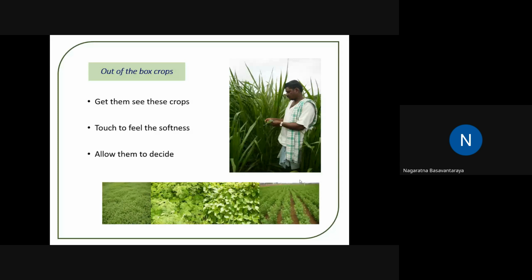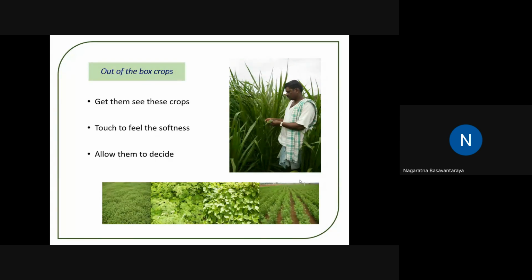Another thing about the fodder crops is that most of the farmers would never have seen them at all. They haven't seen what these crops are. So getting them to see these crops is very important. Once you allow them to see these crops, they will try to touch them, to see how soft they are and whether they have any hard leaf sheath. All these things they will try to understand. So you can always allow them to decide.